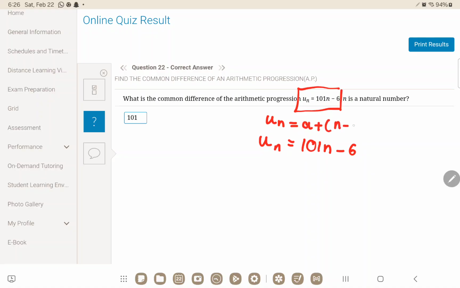Remember, n is the first. We're doing it as if... Actually, let me replace it, because I told you a formula: AM equals AN plus M minus N. Here we're using n as 1, of course, times the common difference. Okay? So now we need to compare the two formulas. So, what is 101n?